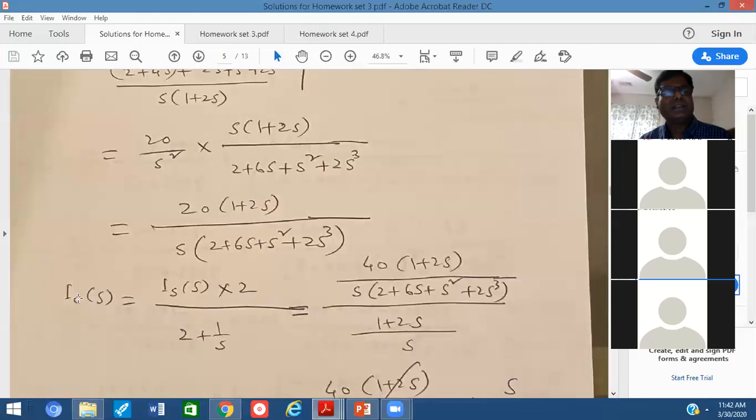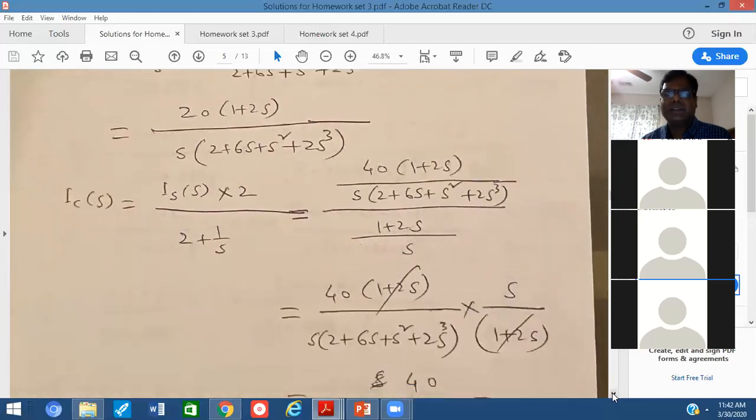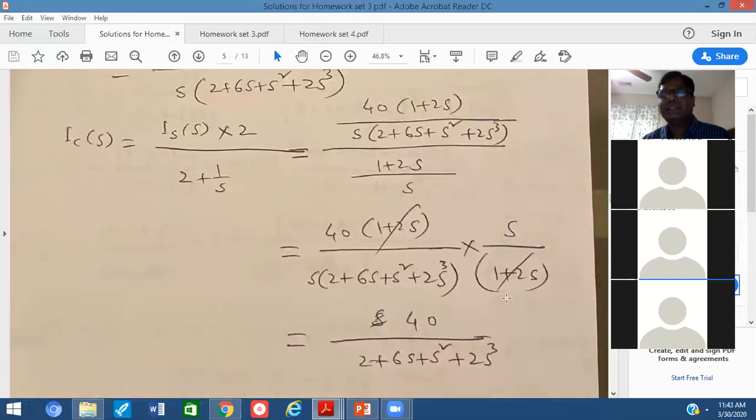So everybody see this one? Ic(s), the total current Is(s) multiplied by 2 divided by 2 plus 1 over S. So I plugged in Is(s) from here and I put it here, and then after simplifying, I am getting this one. Just see my calculation. So finally, this one cancelled, and when this S and this S cancelled, I got 40 over 2 plus 6s plus s square plus 2s square. So remember, this is the Ic value.